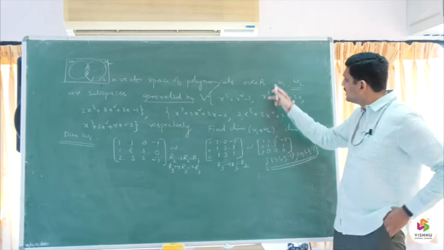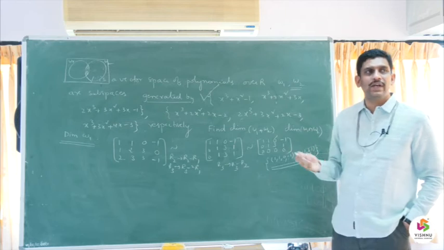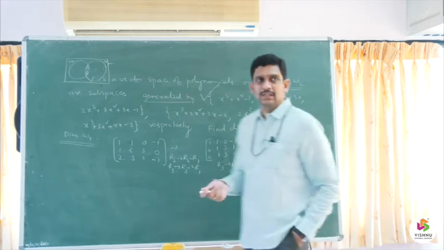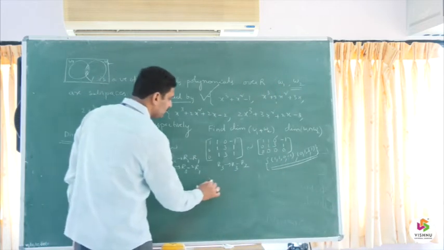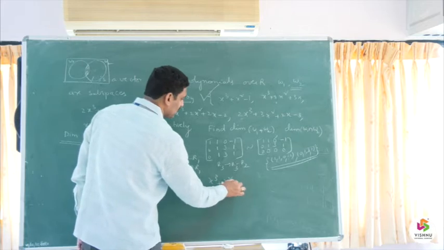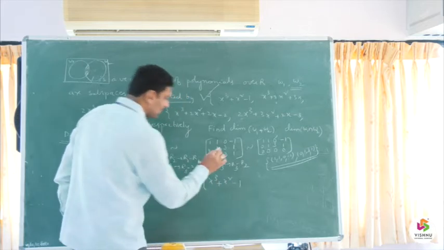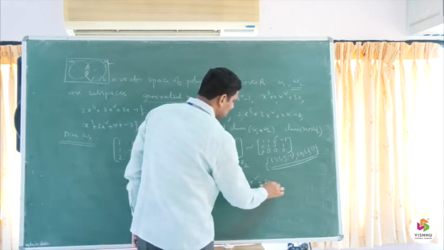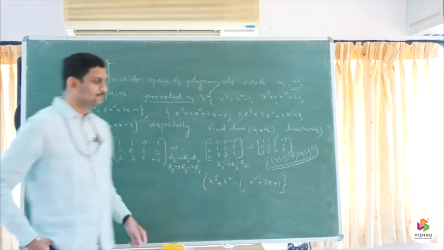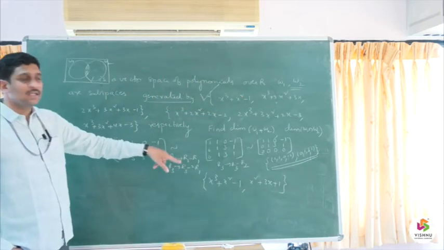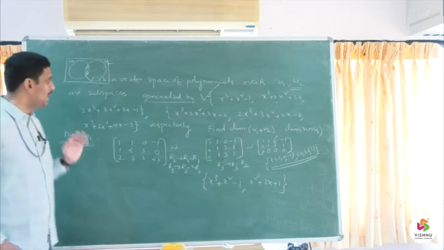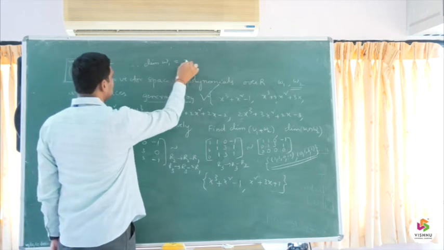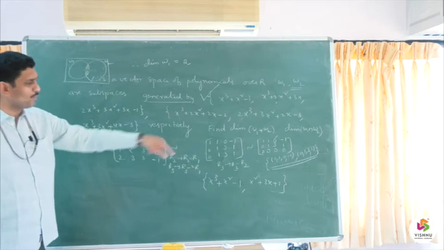Actually, W1 is nothing but the polynomial set. So, if you write a basis for this one, it is also a polynomial. From this, how can you write the polynomials? From the first vector you get x cube plus x square minus 1, this is one polynomial, and from the second row you have x square plus 3x plus 1 as the other one. So, these two polynomials will form a basis for W1, hence we confirm that the dimension of W1 is equal to 2 because it contains two polynomials.